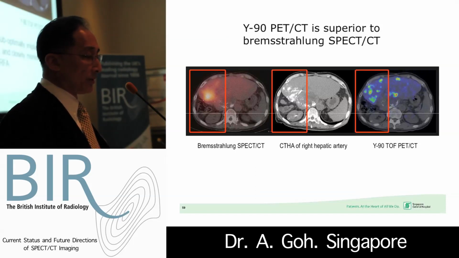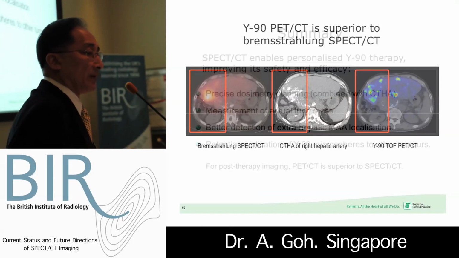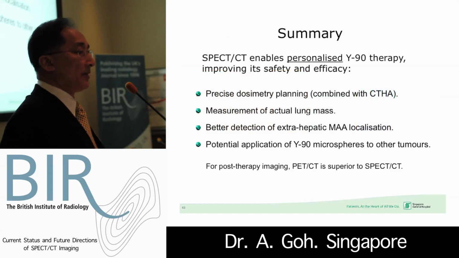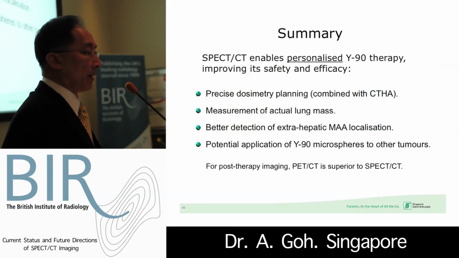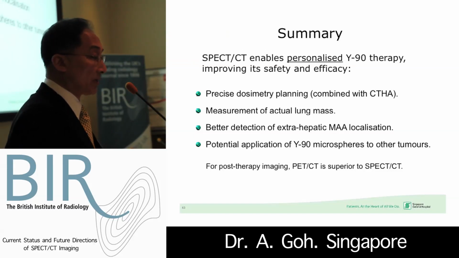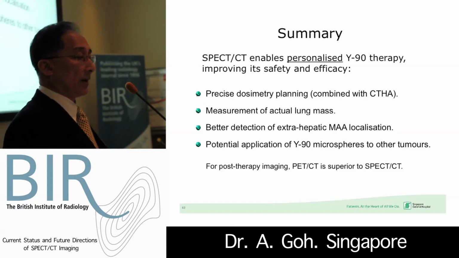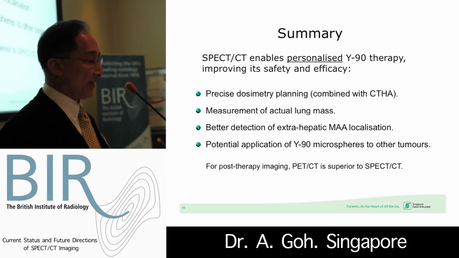Okay, so I'm going to just sum up now. SPECT CT enables personalized Y-90 therapy, improves safety and efficacy. It allows precise dosimetric planning when used in conjunction with CT hepatic angiography. The CT allows you to measure the lung mass, which you can plug into the dosimetric calculation. It provides better detection for extrahepatic MAA activity, and potentially we can apply this methodology to other tumors as well.